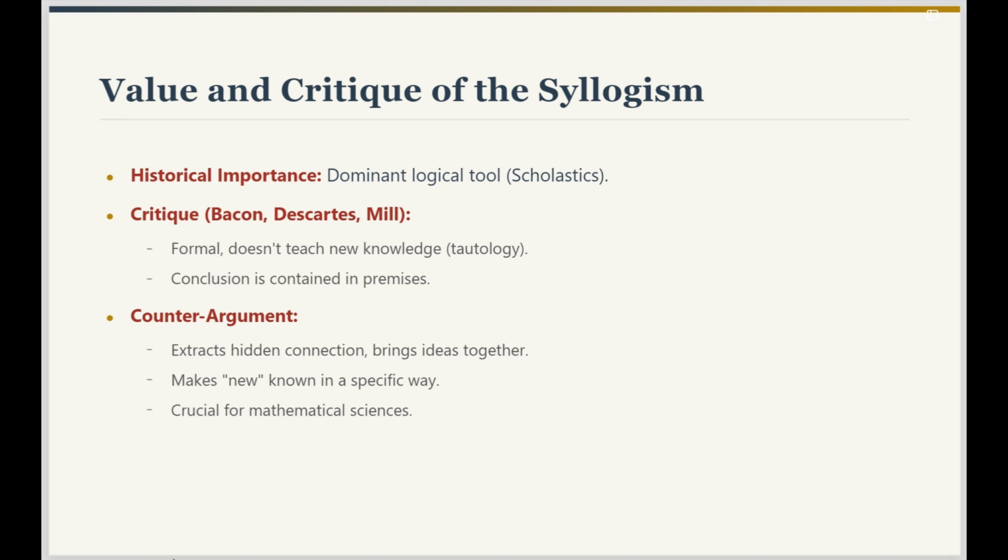Sure, the conclusion is contained, but it's often hidden. The syllogism forces us to bring together ideas we hadn't explicitly linked before. It makes the implicit explicit. Plus, look at mathematics. Complex proofs are massive chains of syllogisms. If we dismiss syllogism as useless, we have to throw out huge swathes of scientific and mathematical progress. It's a tool for organizing and extracting knowledge, even if it doesn't create it from scratch.